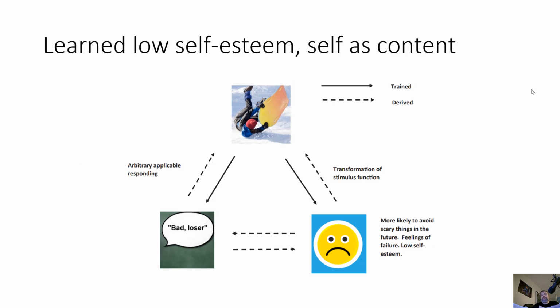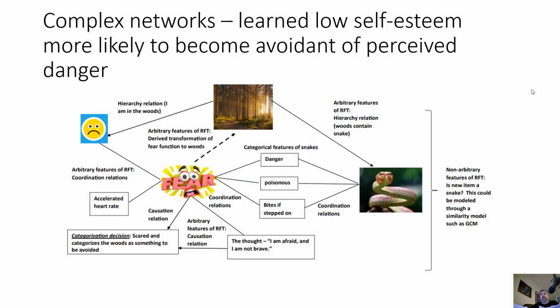So we can learn. RFT is good at showing us how low self-esteem emerges if we get caught up and locked into these thoughts of I'm a failure, I'm a loser, generally called self as content. And this might have consequences for categorical decision-making, where if you have low self-esteem because of this prior history of self as content, where you feel like you're a loser, maybe you're not brave, maybe you're too afraid to go into the woods, and that might be fine with the woods. But what if it's something more serious?